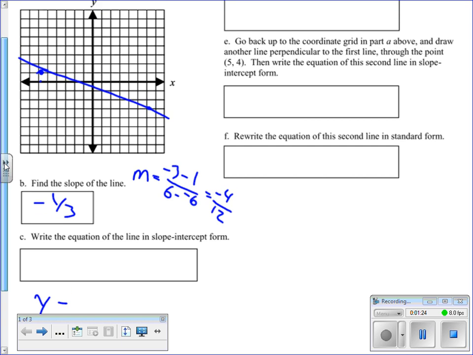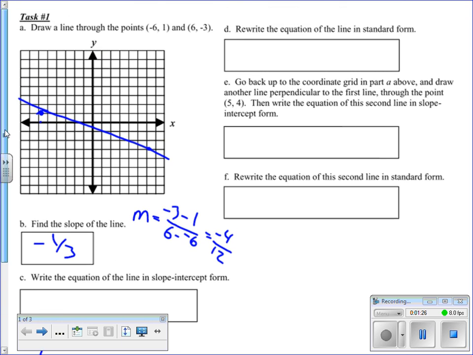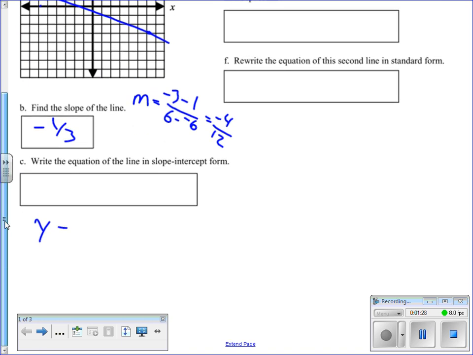And let's see, I'm going to pick one. Let's do (-6, 1). Y minus 1 equals your slope times x minus the x coordinate. Y minus your y coordinate equals your slope times x minus your x coordinate. Solve for y.